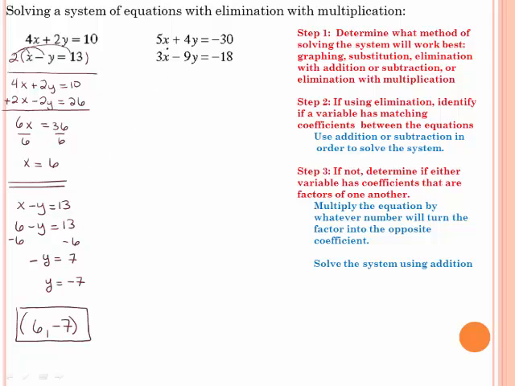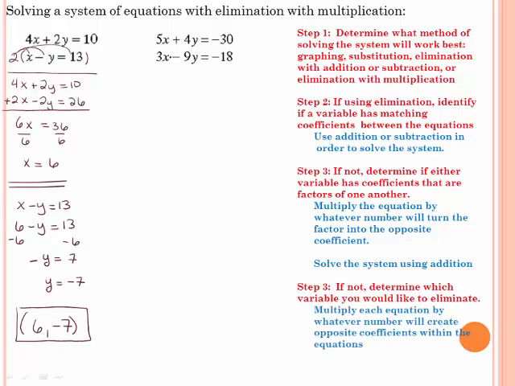Now, when I look at my second example, like I said before, I cannot turn a 3 into a 5 or 4 into a 9. So now we go to this other step 3. So you have step 3 option 1 and step 3 option 2. So if not, I determine which variable I would like to eliminate. Do I want to get rid of x's or do I want to get rid of y's? It doesn't really matter which, so I'm just going to get rid of x's. So I'm going to multiply each equation by whatever number will create opposite coefficients.